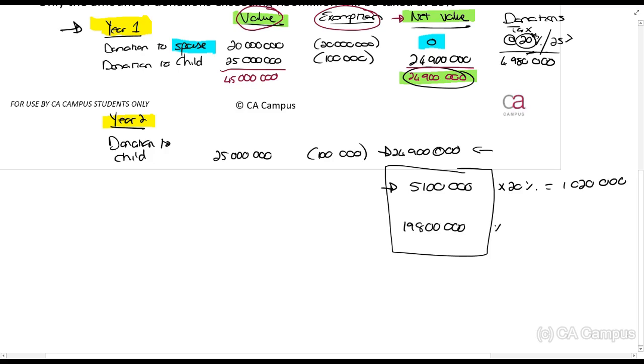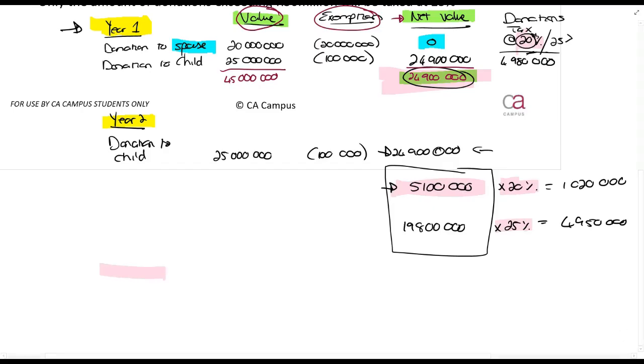That 19.8 million will be at 25%, because if we take what we had in the past plus that, it gives us 30 million. So the first 30 million is at 20%. Everything after that is at 25%.